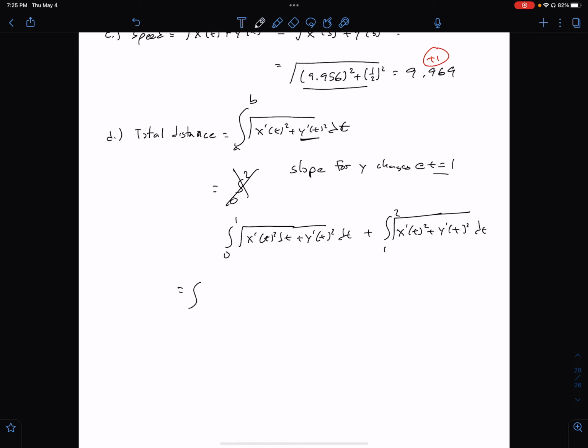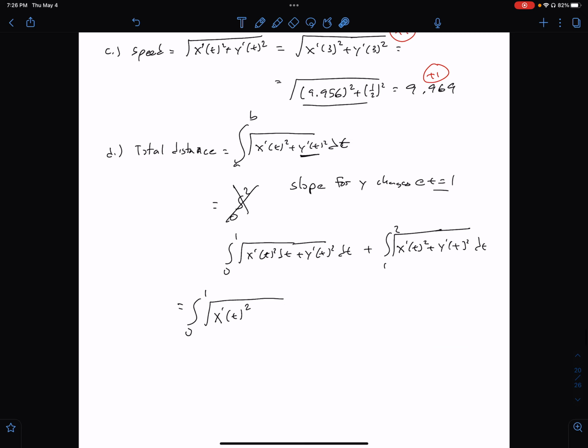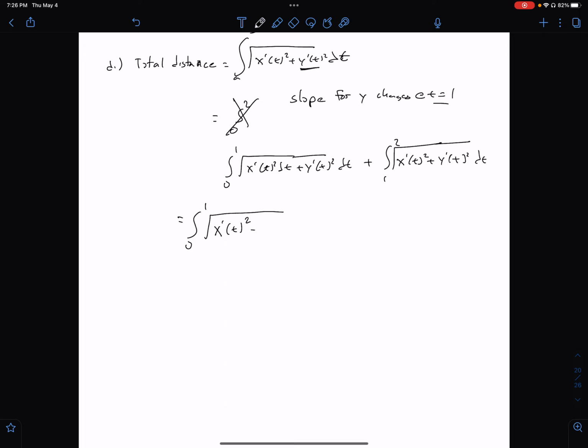So if I want to rewrite it now, between 0 and 1, we would just plug in the derivative that they gave us for x prime of t, squared. That is what they gave us right here. That's going to go in there, squared. Plus, y prime is just the slope from 0 to 1, which is just -2. And that's what I'm going to put down here real quick. So plus -2 squared dt. This is the slope of y on the domain 0 to 1.